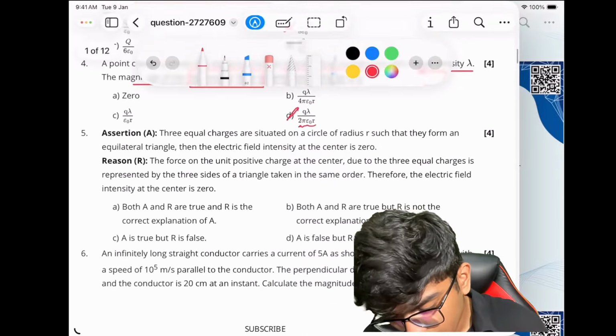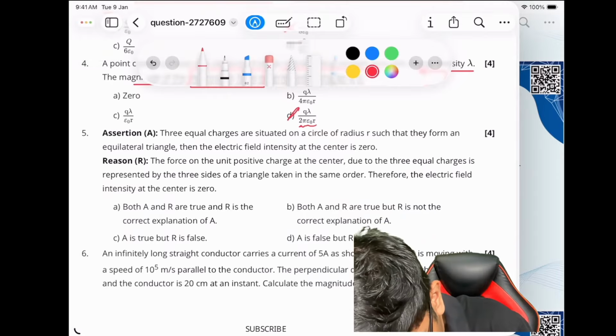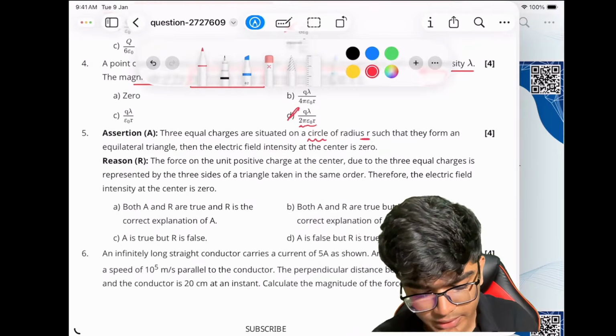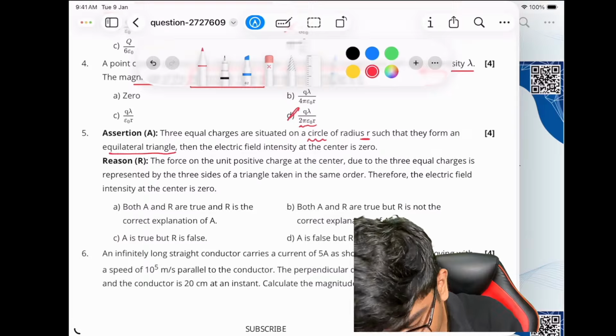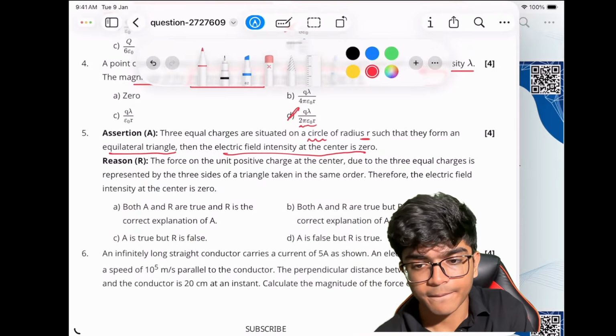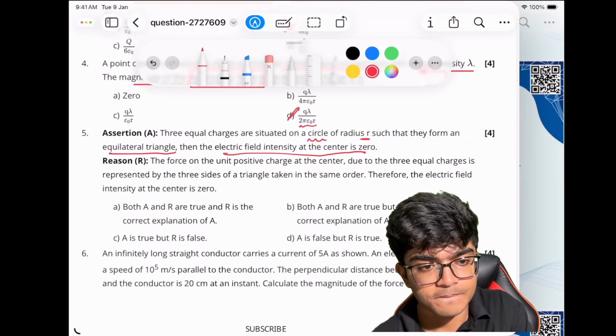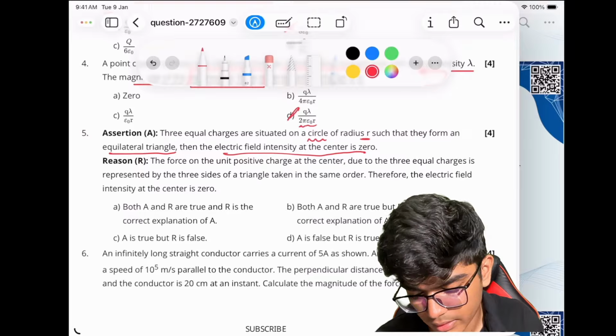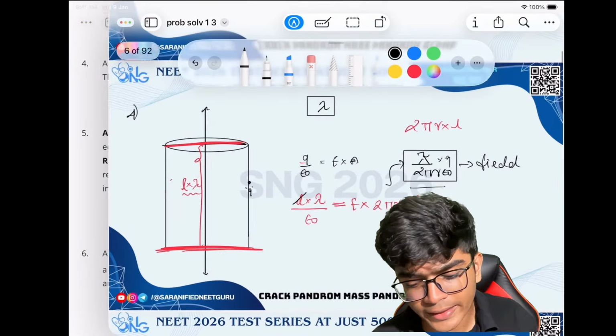Next step. Three equal charges situated on a circle of radius r such that they form an equilateral triangle. The electric field intensity at the center is 0. Once again, which one? In the question, this is a direct application of Gauss law.